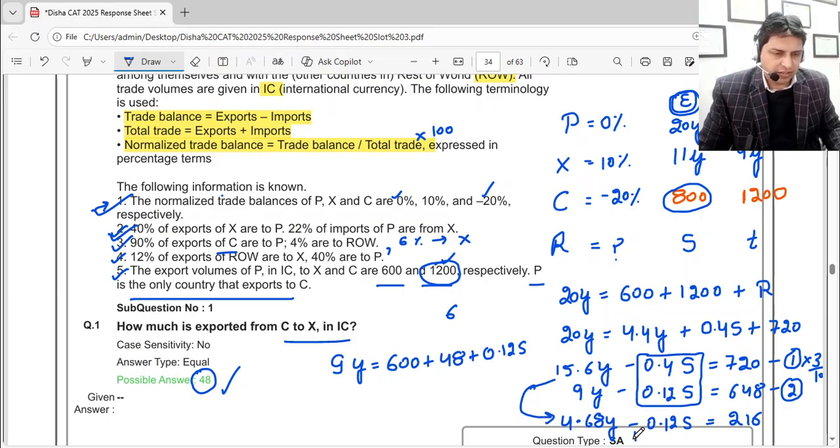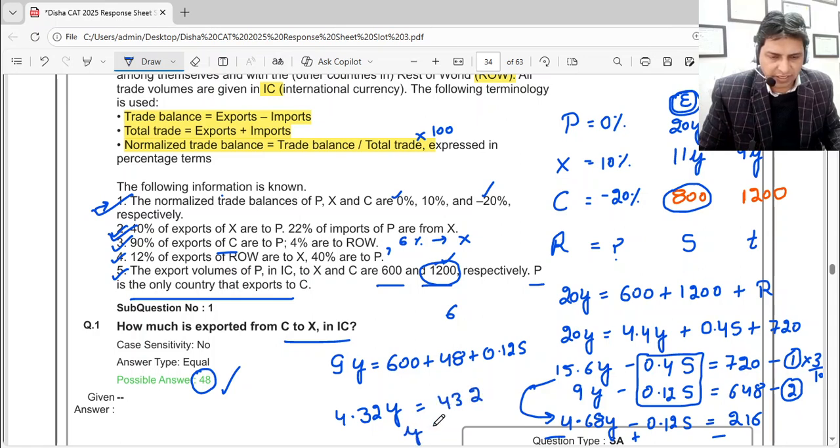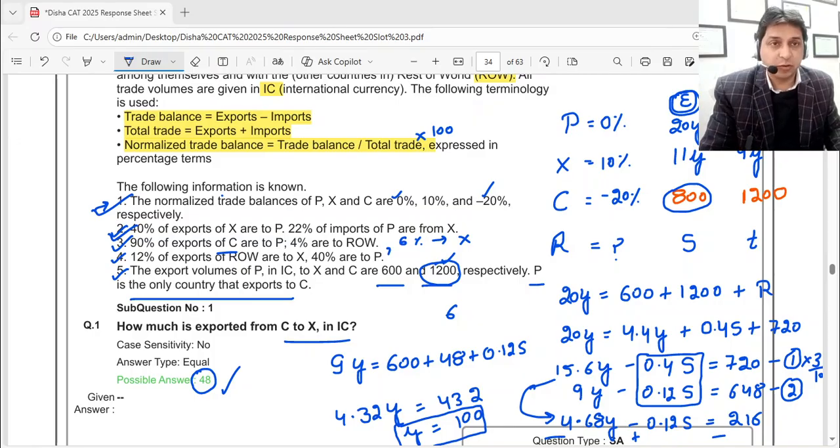Now if we just subtract them, we get 4.32Y, that is equal to 432, that means Y is equal to 100. So we get the information about Y here. So we got the information of Y. Now we can replace the values everywhere. I hope the calculations are clear. You guys can have a look at it again.